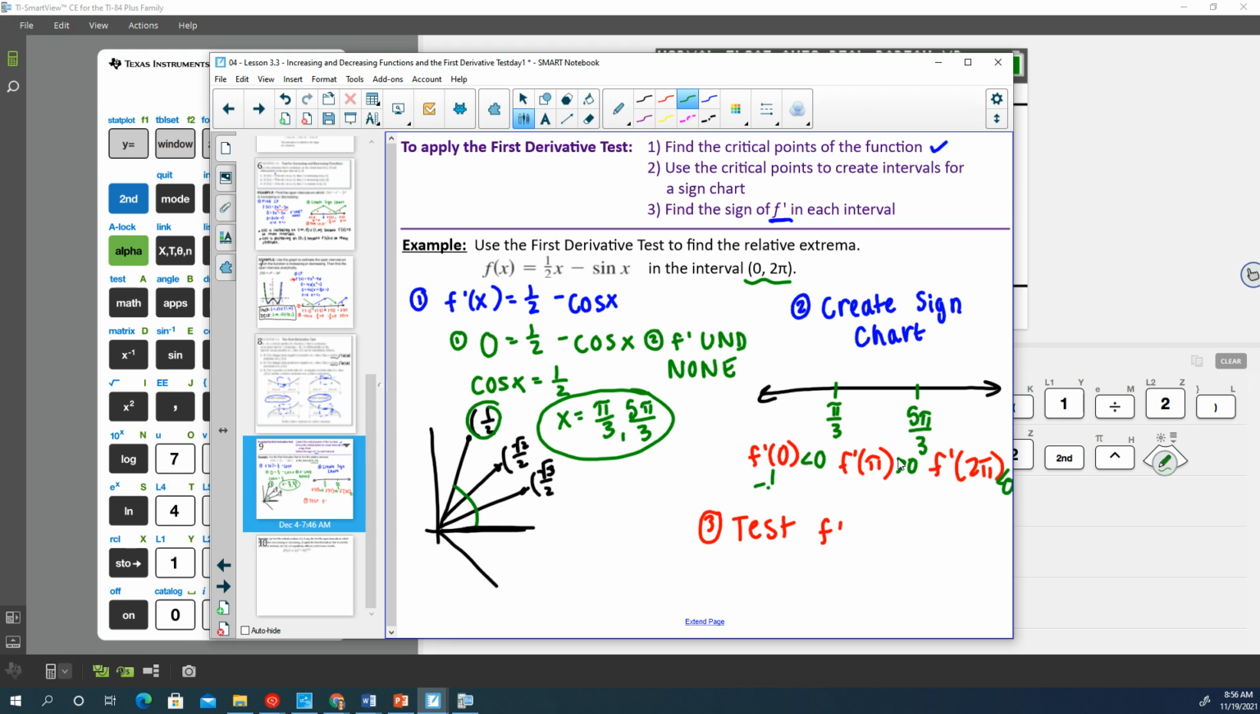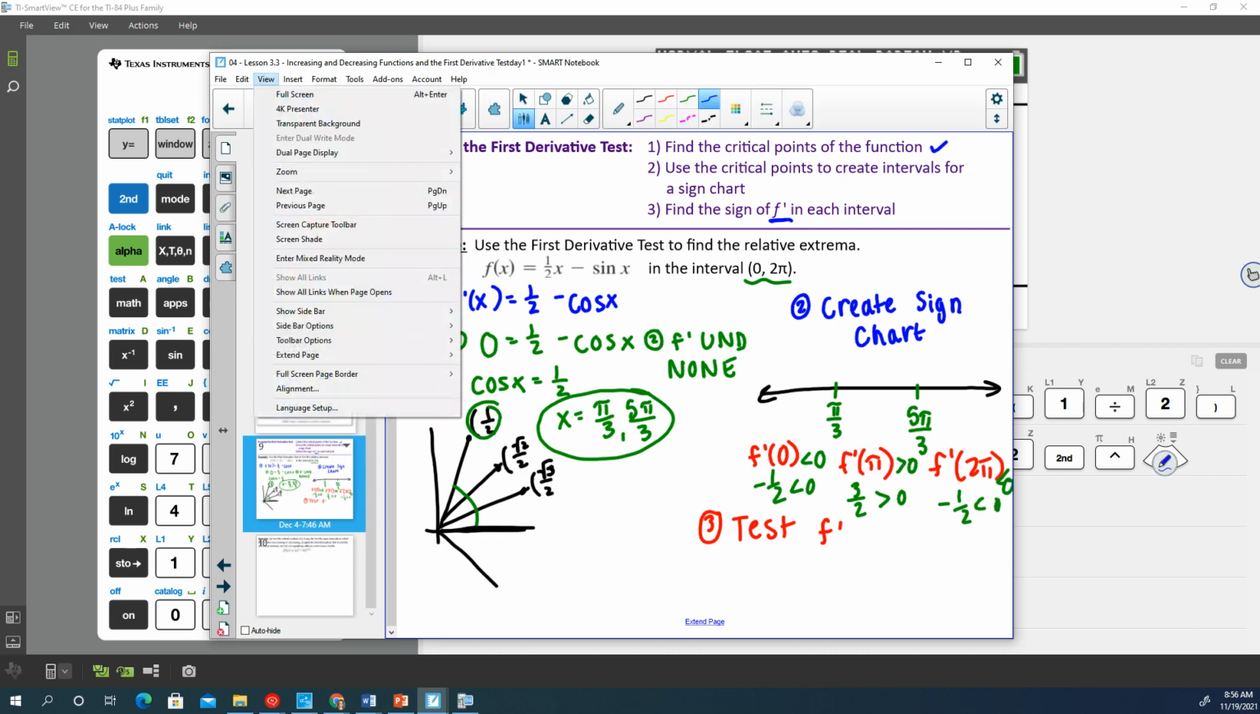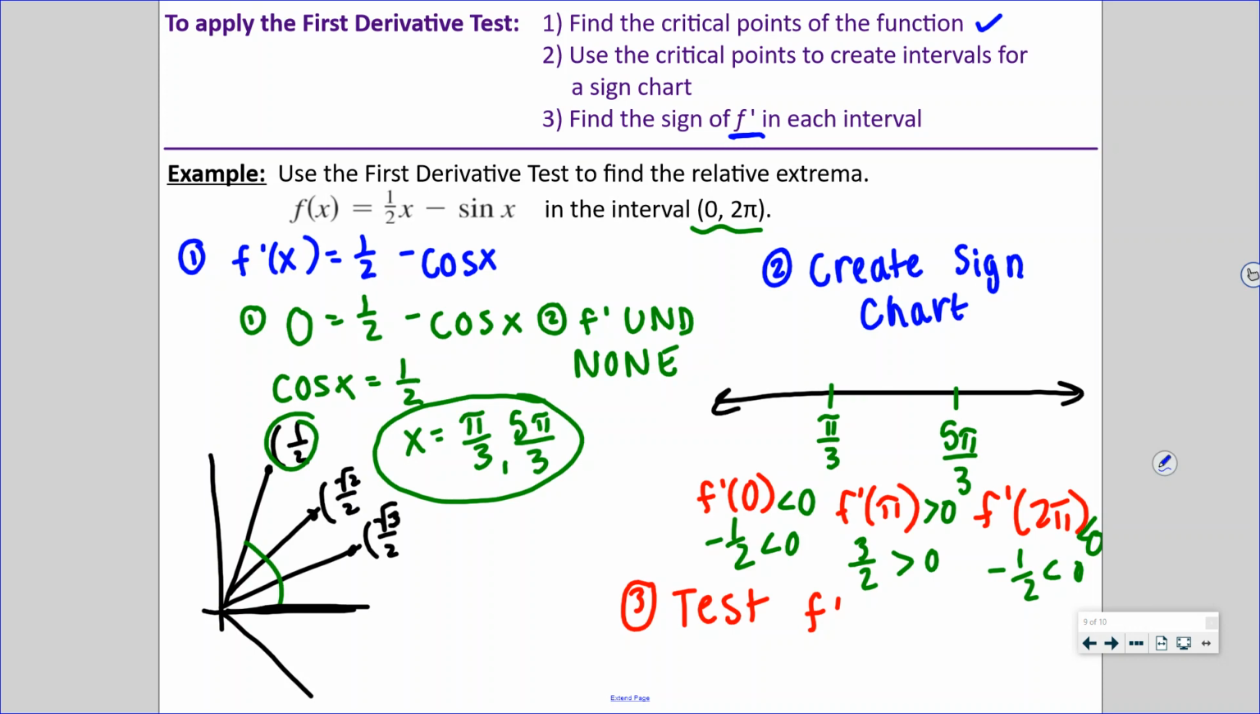We obviously get -1/2 here. Like I said, this one was easy to do in our heads. Probably wasn't the best example for me to show you that calculator hack, but you get the idea. Okay, so obviously this one's negative, this one's positive, this one's negative. Let's write that in our chart. Here we're negative, here we're positive, here we're negative.